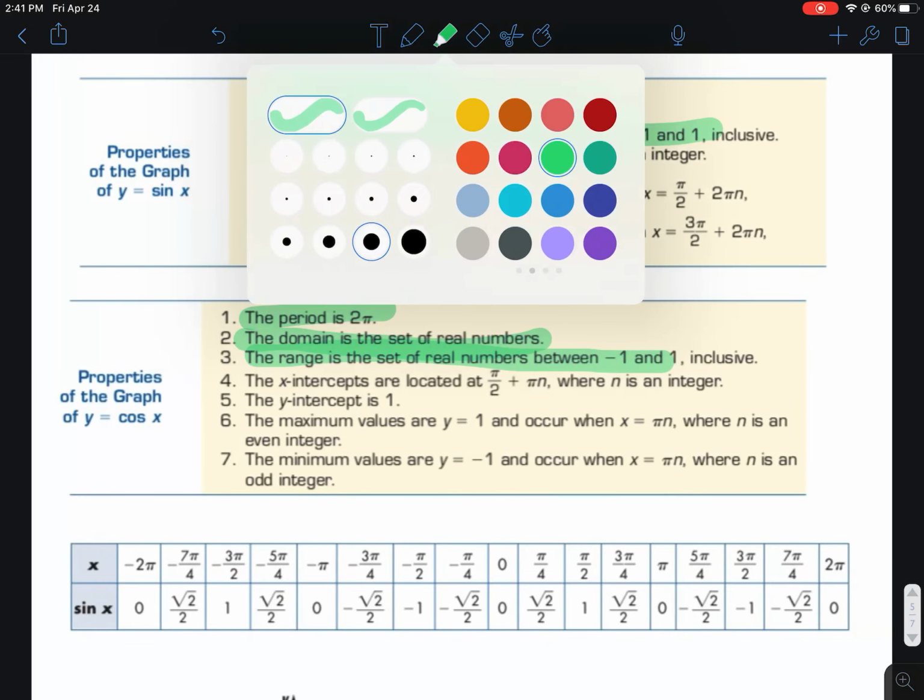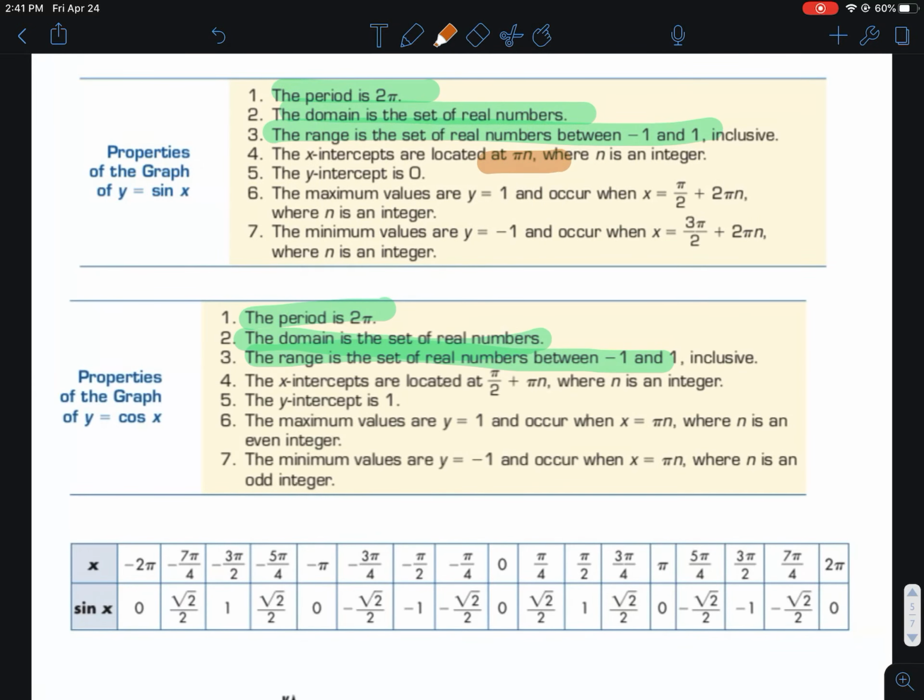X-intercepts are located at pi n for sine, and pi over 2 plus pi n for cosine. So we're adding any multiple of pi to get the next one. Y-intercept is 0 for sine. Y-intercept is 1 for cosine. So similarities I'm highlighting in green, differences in orange. The max value is 1, and min is -1. And you can look at where they occur.